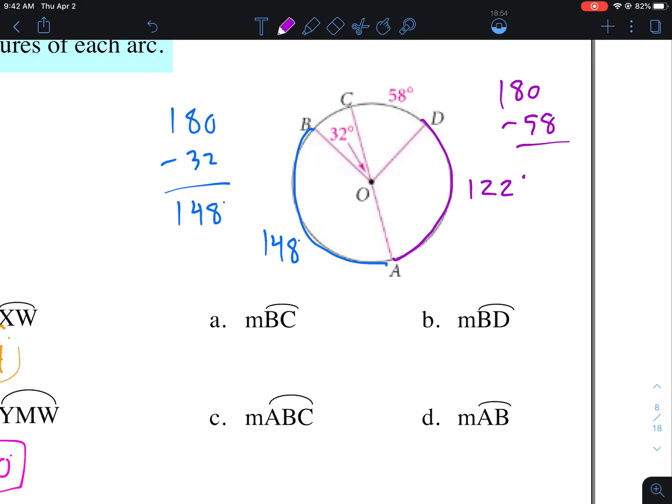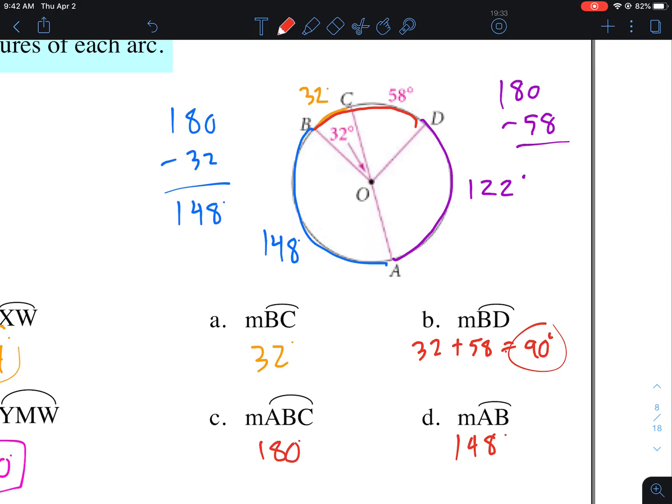Okay, time to answer the following question. So here we go. The arc from B to C. Now again, that might seem obvious. We talked about how if this angle is 32, that arc across from it is also 32. BD. All right, to go from B to D, we just have to add these two, 32 and 58. And that's going to be 90 degrees. All right, A to B to C, that's a semicircle, that's 180. And lastly, A to B, we already found it, 148.